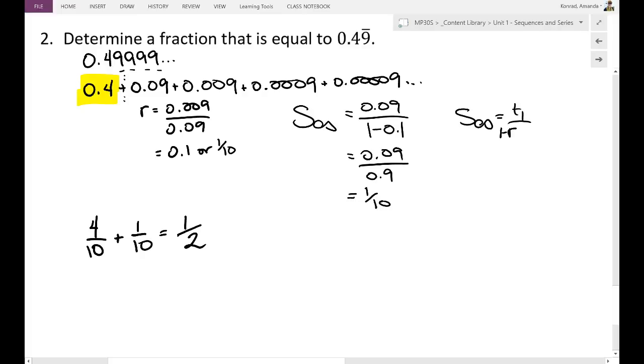So even though it's technically not 0.5, because those 9s continue infinitely, when we added them all together, they would end up equaling approximately 1/10. That's what they're approaching. And so we add that to the 4/10 we already had. We get 5/10 reduced to 1/2. And that is my answer.